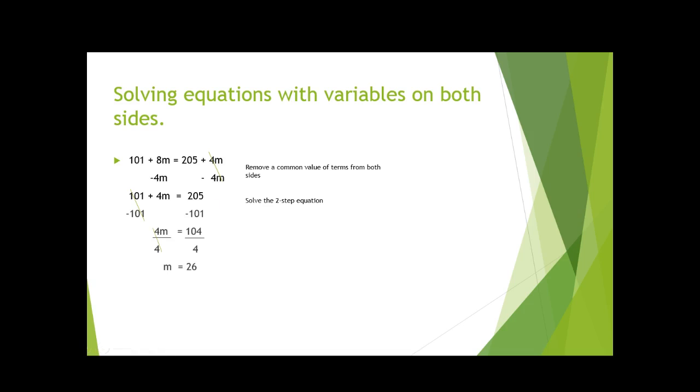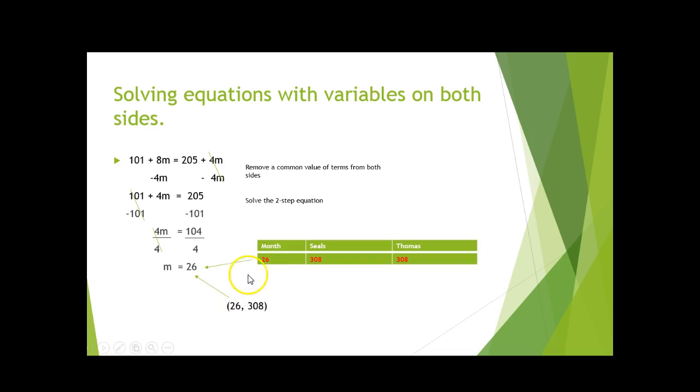And the answer is 26. Same thing that came up in our table. Same thing that came up in our graph. Notice that this does not tell us how much we would weigh at 26. In order to find that out, what you'd have to do is put 26 in right here or right here. On either side, you're going to get 308. 8 times 26 plus 101 is 308, and 4 times 26 plus 205 is 308.